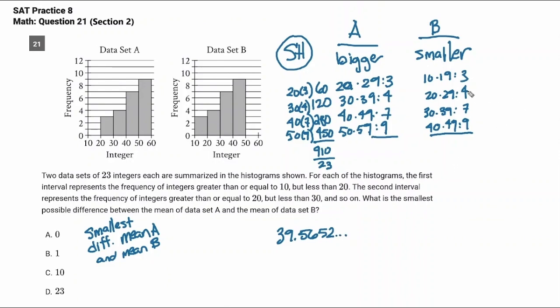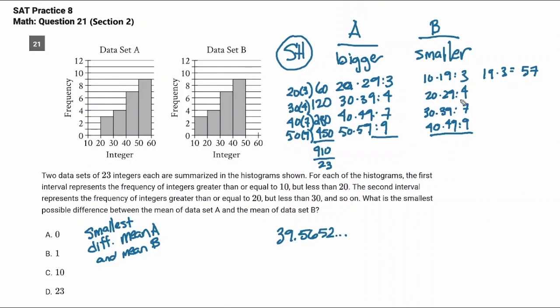Okay, we're going to do the same thing over here. Remember, this one was smaller. We want to get the means close together, so we want to make this as big as possible. So from 10 to 19, what's the biggest you can make the numbers? 19. How many of them? 3. Might want to do that on your calculator. That's 57. These are definitely calculator math.